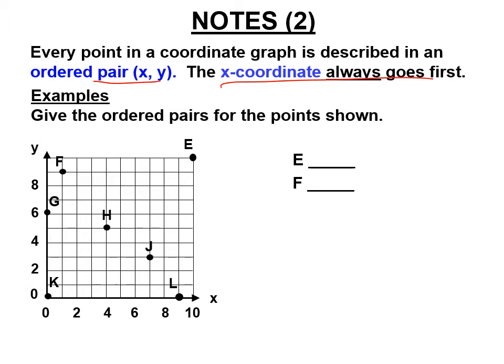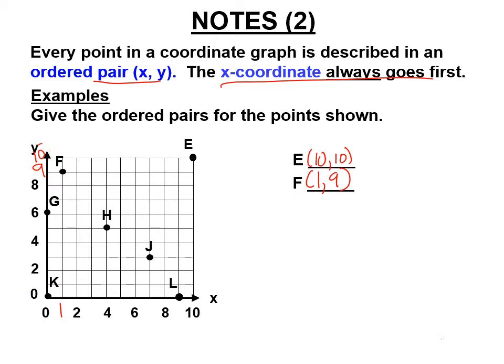So tell me where points E and F are. Well, point E is at 10, but you're getting this 10 first. And this 10 over here is missing because of the Y. That happens quite a bit. So E is at 10, 10. F is at 1, 9. Now notice, students sometimes pick the number that's closest and put it first. That's not the rule. You always have to go down to X first.